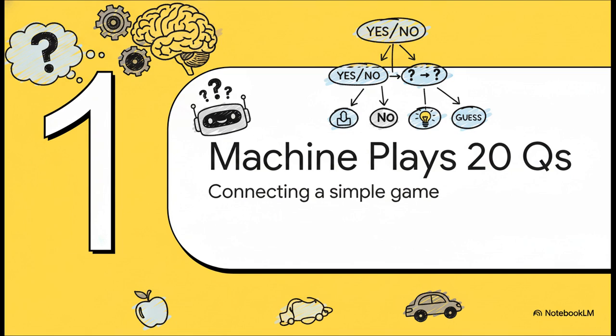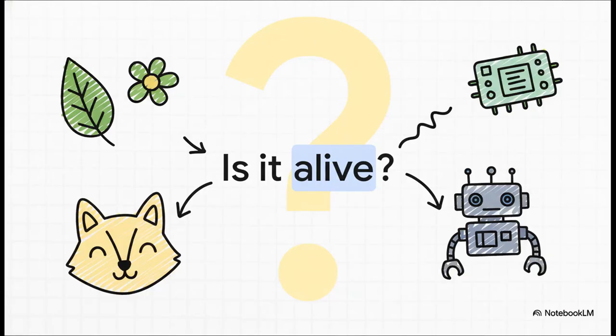Okay, so first up, it all kicks off with a game I'm pretty sure we've all played. 20 questions. You know the drill, right? You think of something and your friend has to guess what it is, but they can only ask yes or no questions. That first question, it's everything, isn't it? It's the most important one. You want to ask something super broad, something that just chops the world of possibilities right in half. A classic opening move is something like, is it alive?